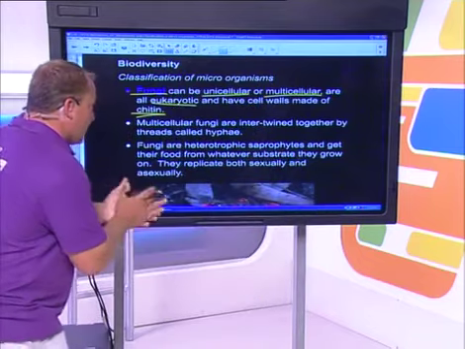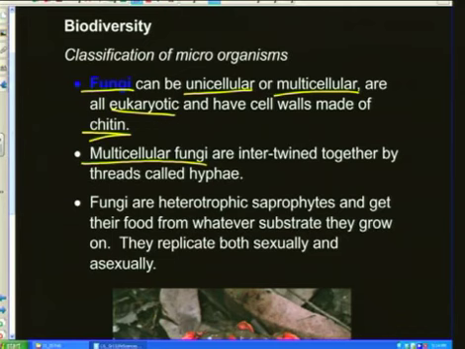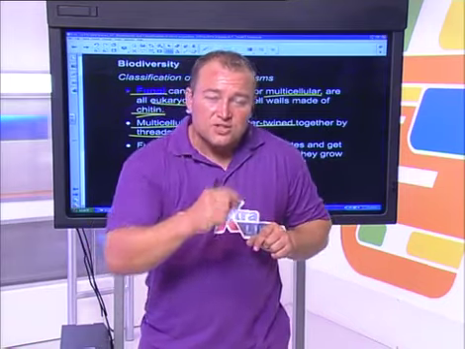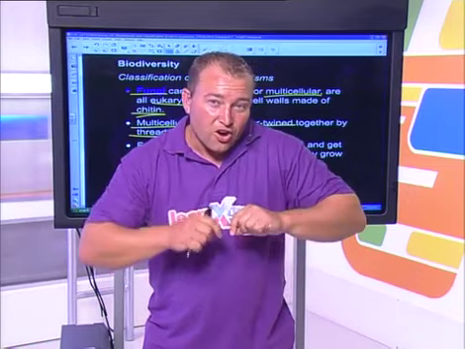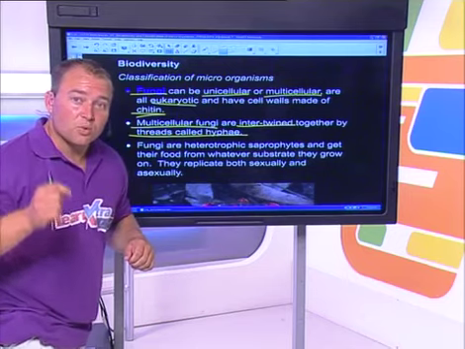Multicellular fungi are intertwined together by threads called hyphae. Now, hyphae is quite cool. Hyphae are long threads. They're different cells together. They're multicellular. Long hyphae. You will see it later, which one's which.